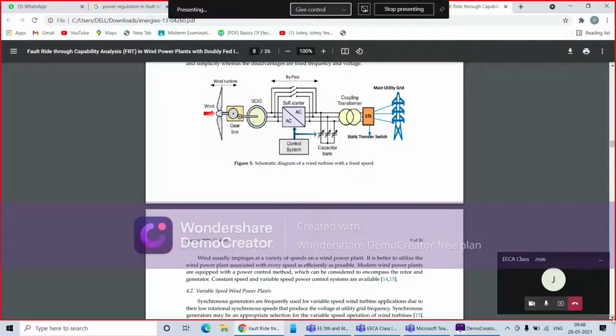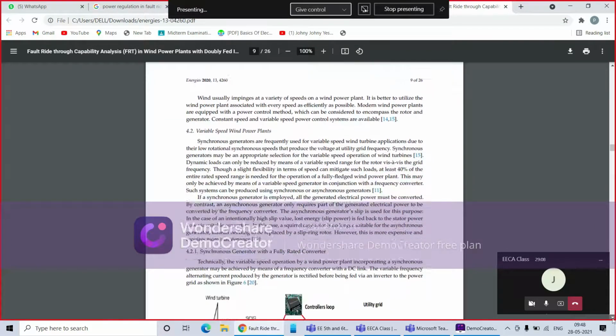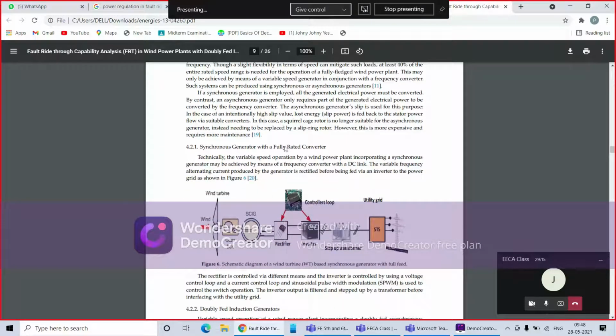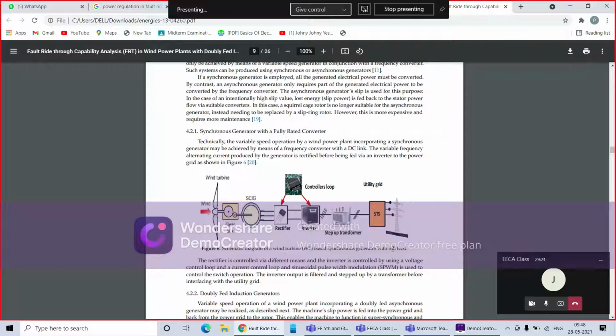Now we will see the variable speed wind turbine. That was of two types, doubly fed and fully fed. Here we have this full synchronous generator. This synchronous generator is for fully fed. In fully fed you can see that we have this generator, then we have this rectifier, inverter, and a step up transformer was also there. Then we have this utility grid.